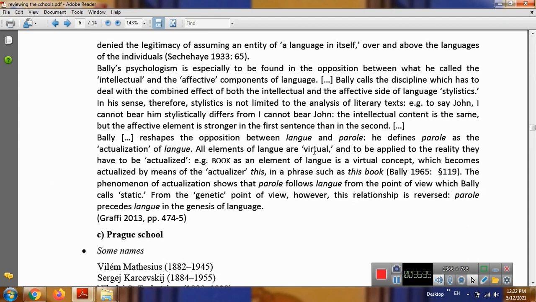Bailey reshapes the opposition between langue and parole. He defines parole as the actualization of langue. All elements of langue are virtual, and to be applied to reality they have to be actualized. Like book as an element of langue is a virtual concept which becomes a phenomenon of actualization. This shows that parole follows langue from the point of view which Bailey calls static. From the genetic point of view, however, this relationship is reversed. Parole precedes langue in the genesis of language.